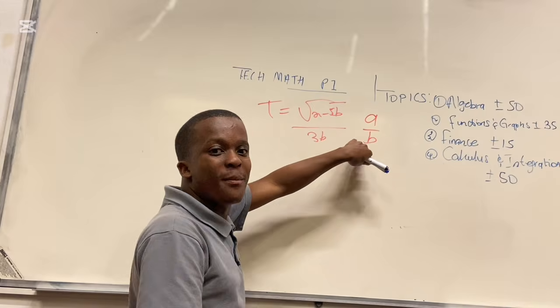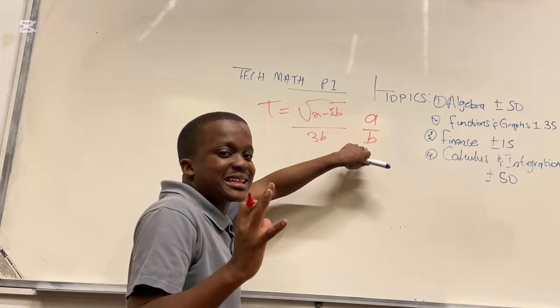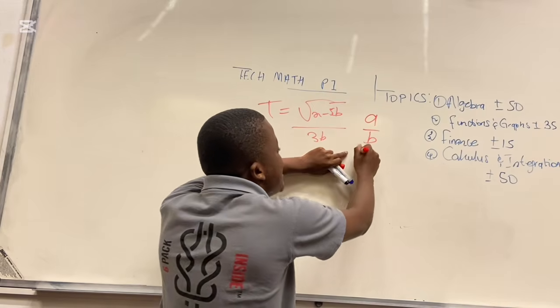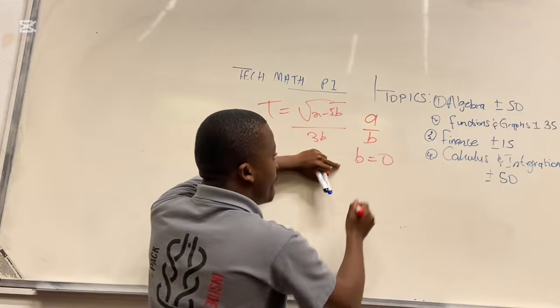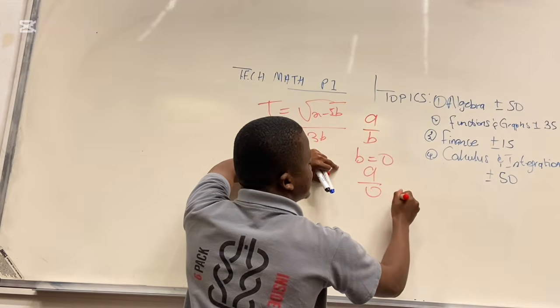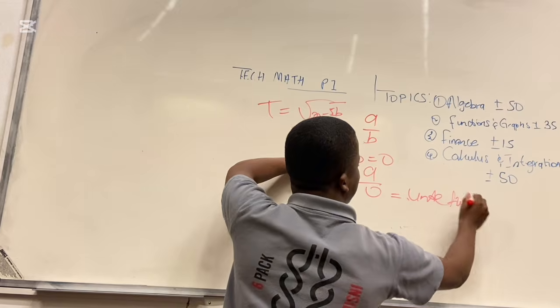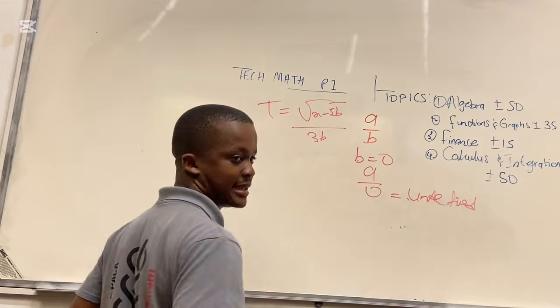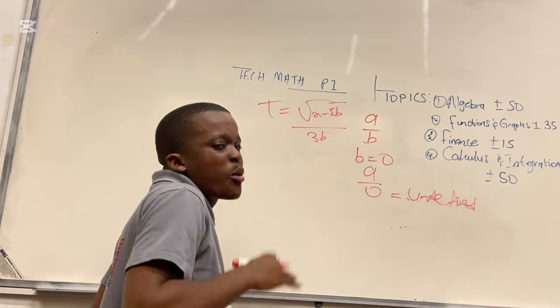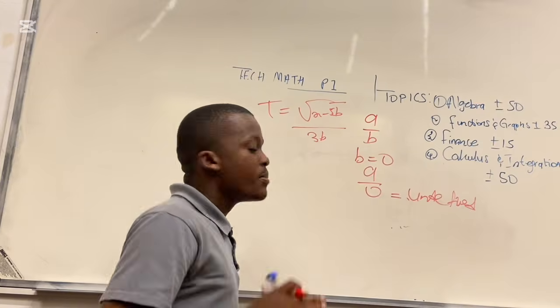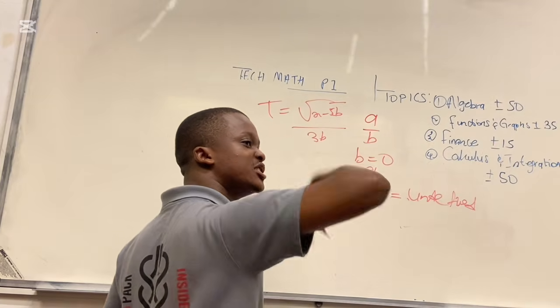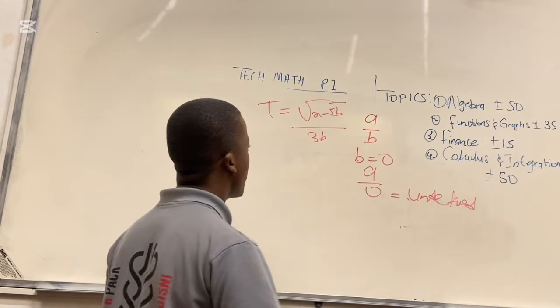When we are dealing with rational numbers, if our denominator is equal to 0, if we have a over 0, this is what? Undefined. This is undefined, this is imaginary, we cannot define this. When 0 is in the numerator, we get a 0. Now, if 0 is in the denominator, we get undefined.